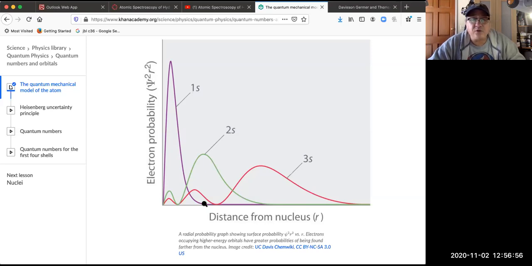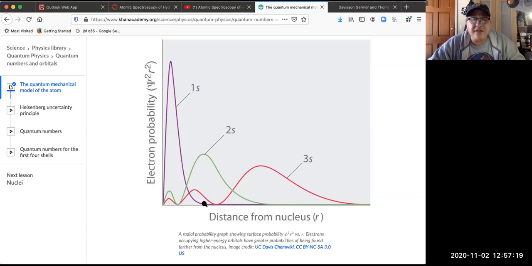Now, for an n equal 2 energy, you're more likely to find the electron farther away from the nucleus, as you can see by the green graph. You can certainly find the electron close to the nucleus like the 1s, but it's a low probability. You're far more likely to find it a little farther from the nucleus.